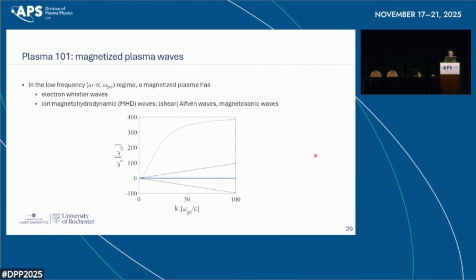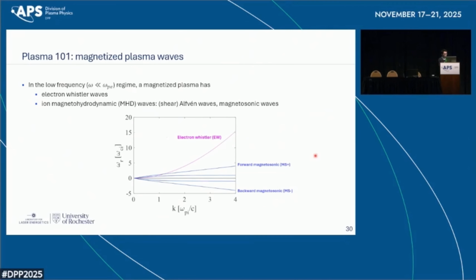Before we can explain what these modes are, we need to go back a little bit and do a quick review of low frequency plasma waves. Here I'm plotting the dispersion relation in the low frequency regime. We have a few branches here. Here we have the electron whistler wave. It asymptotes to the ion-to-electron gyro frequency. We have a few more branches here. Now we want to zoom in a little bit to the low k, low frequency range.